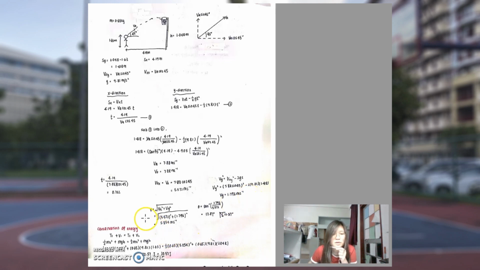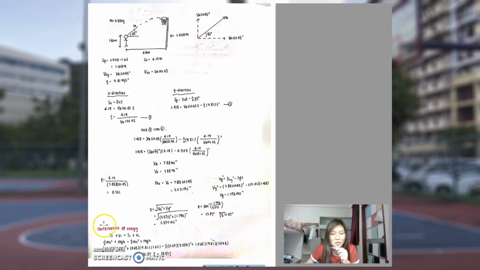To find out the magnitude of the velocity, we'll be using this formula, V equals square root of Vx squared plus Vy squared, and we sub in the values for Vx, which is 5.572, and Vy, which is 1.796. We'll get the value for V, which is 5.854 meter per second. And for the direction, we'll be using this formula, and we'll get 17.87 degrees.